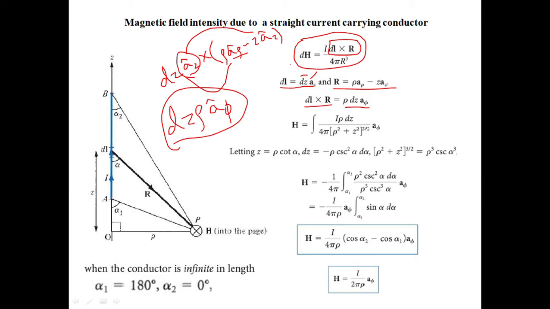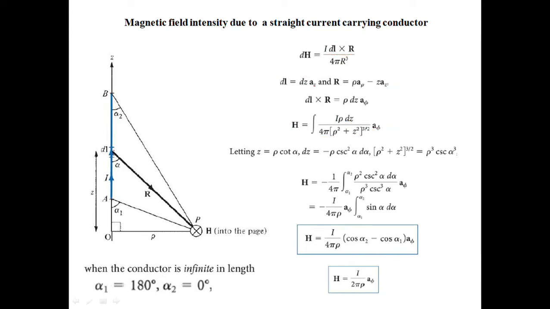Now substituting in this equation, take this equation. If I want to obtain H, I have to integrate this. So I put this integration sign. This I remains I itself. So dl cross r, we'll write it as rho dz into a phi, correct. So we have written here. Now this 4 pi r cube will be 4 pi. What is r cube? How did we get this? I'll show that now.